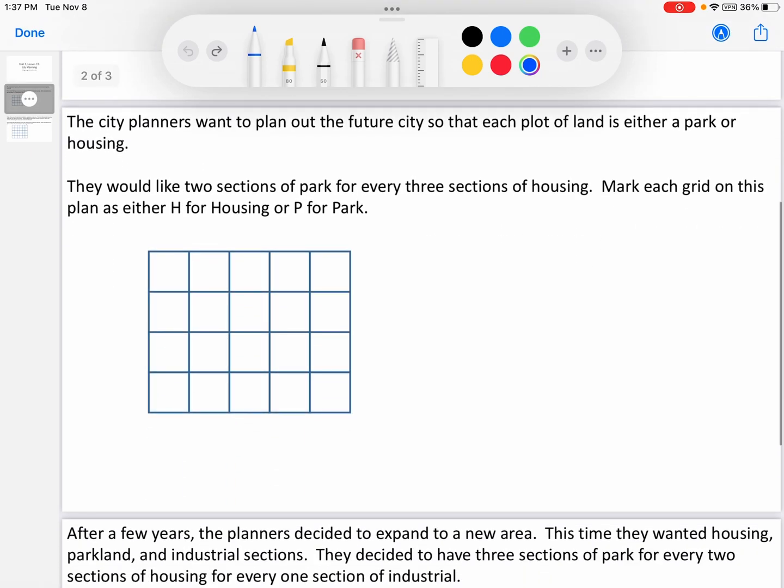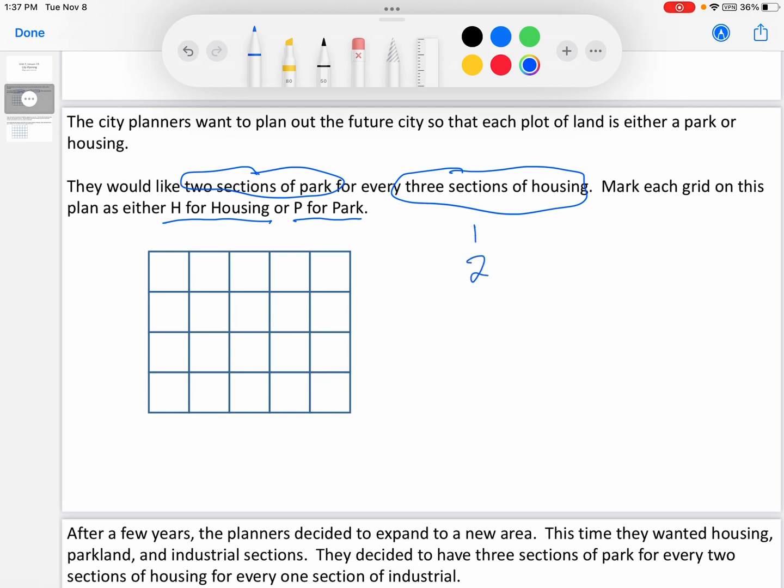In this first example, there's only 2 types of things that we can have. We can either have H for housing or P for park. So off to the side, I'm going to write down the ratio that we want. So we have 2 sections of park for every 3 sections of housing. So that would be 2 parks, 3 housing. But we have to worry about the total because the total of 2 sections of park and 3 sections of housing is 5.